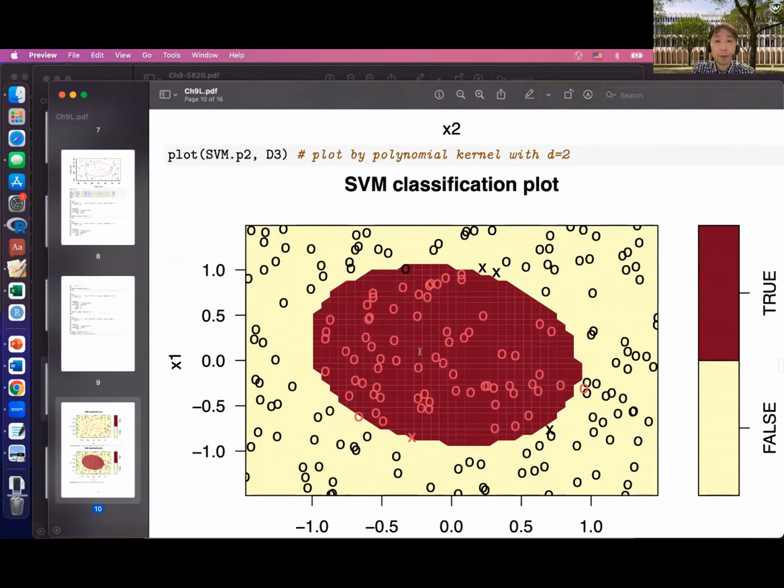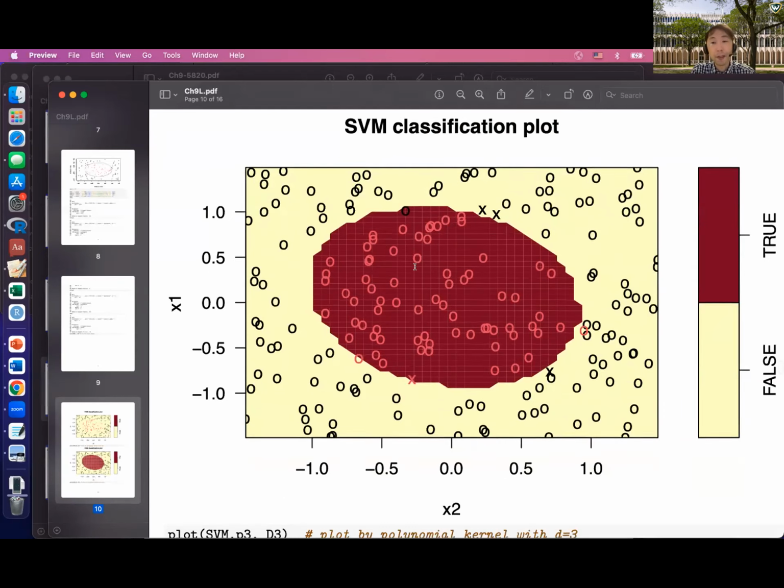And this is the support vector machine with the polynomial kernel with d equal to 2. Within the circle, points are classified as true, and outside as false. So only a few exceptions. Maybe this one is categorized incorrectly, possibly this one, maybe only 2. So very accurate.